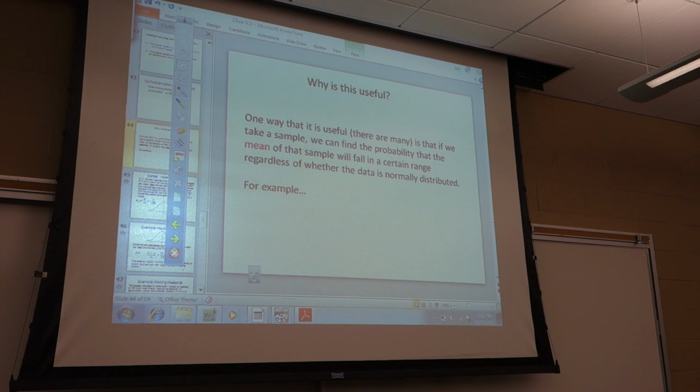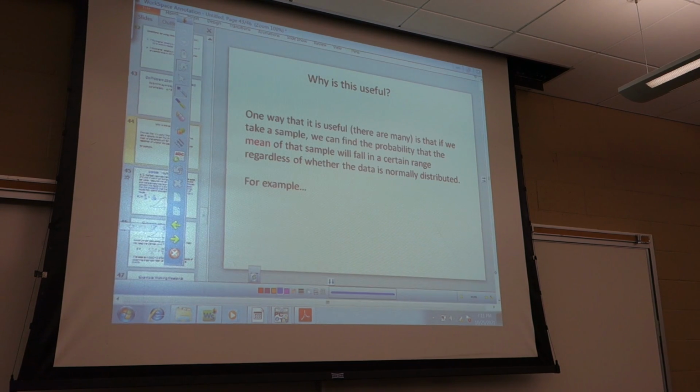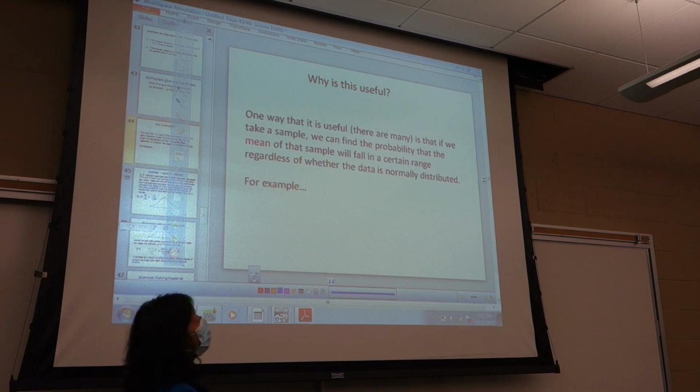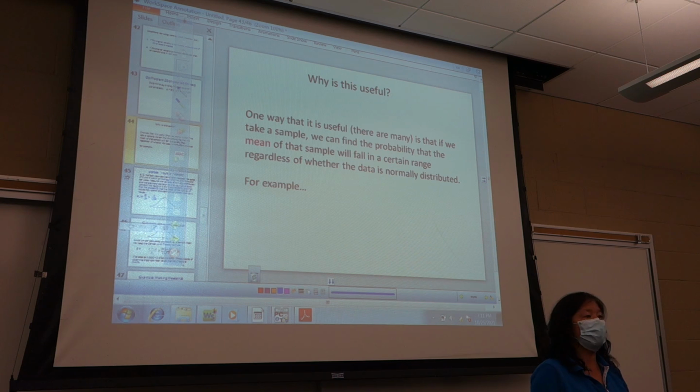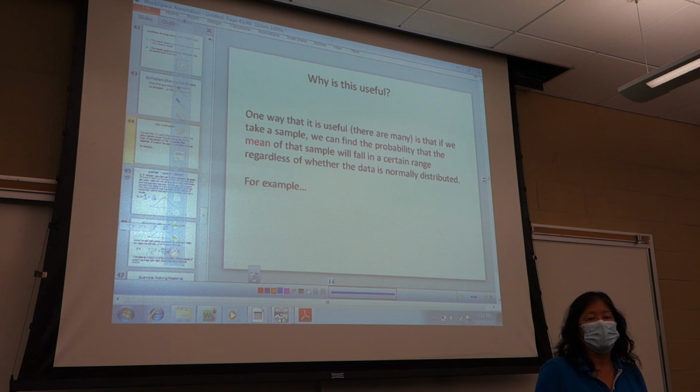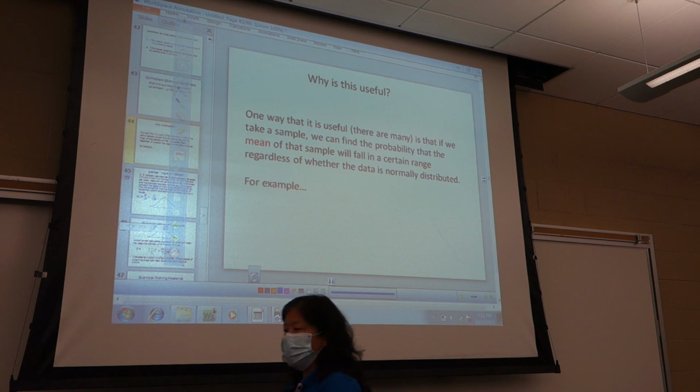Why is it useful? One way, there's lots of ways, but one of them is if we take a sample, and it's 30 or more, we can find the probability that that sample is unusual or not. We can find the probability of getting a sample like that. So we can see if it's what we expect to get or if it's unusual. And if it's unusual, we can write a paper. So that's the nice thing about it. And it doesn't matter if it's normally distributed. If we take a sample of 30 or more, then the mean is normally distributed.